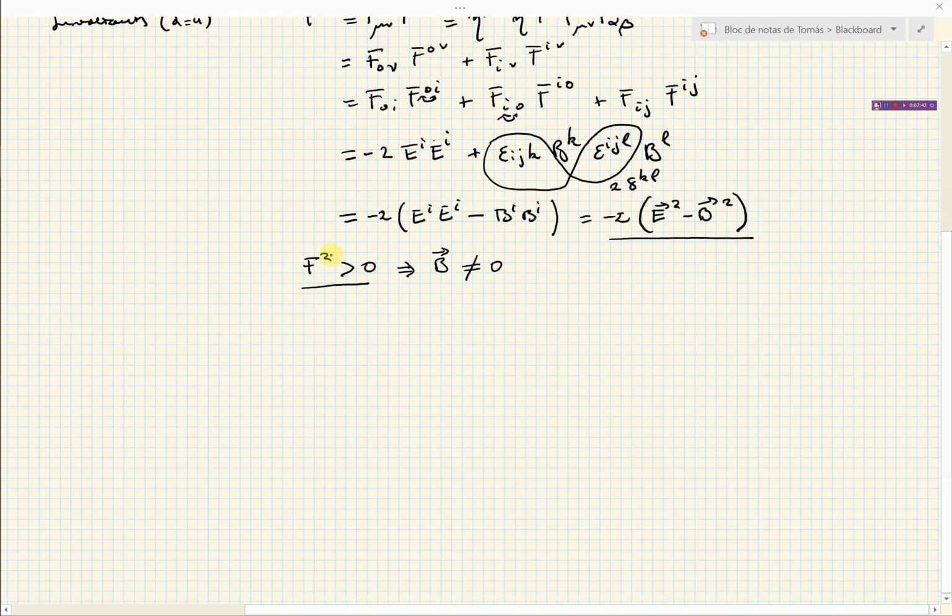If you start with F squared smaller than 0, you know that the electric field is different from 0. You don't know if B is 0 or not. Suppose that it is. I can make it appear, and it will not violate this situation because E squared will still be larger than B squared.